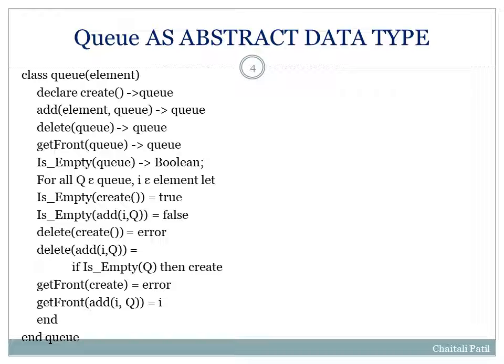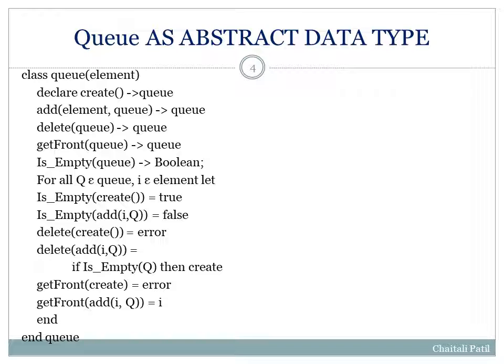Okay, likewise is empty of add, Q comma I. So add will insert element I in a queue. It means that now we are adding at least one element by using this function, and then we are checking whether the queue is empty or not. Obviously the queue is not empty now because there is at least one element inserted in the queue, so this function will return false. Then delete, and we are passing the function create.